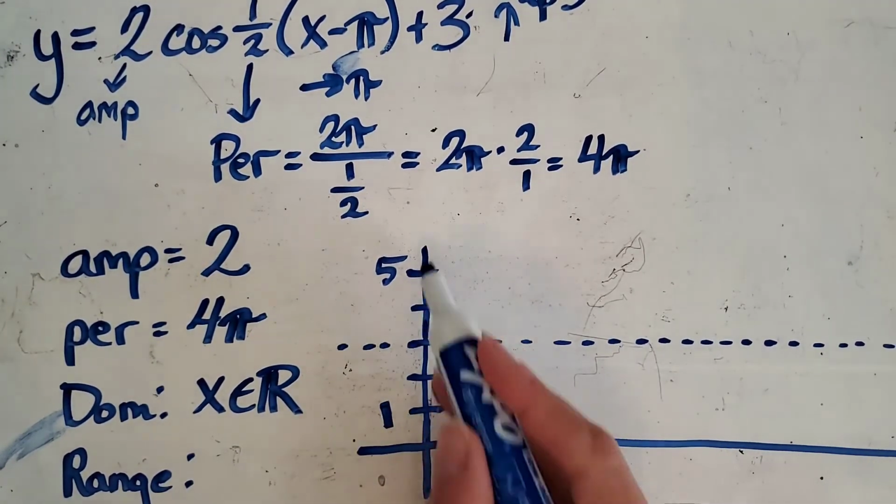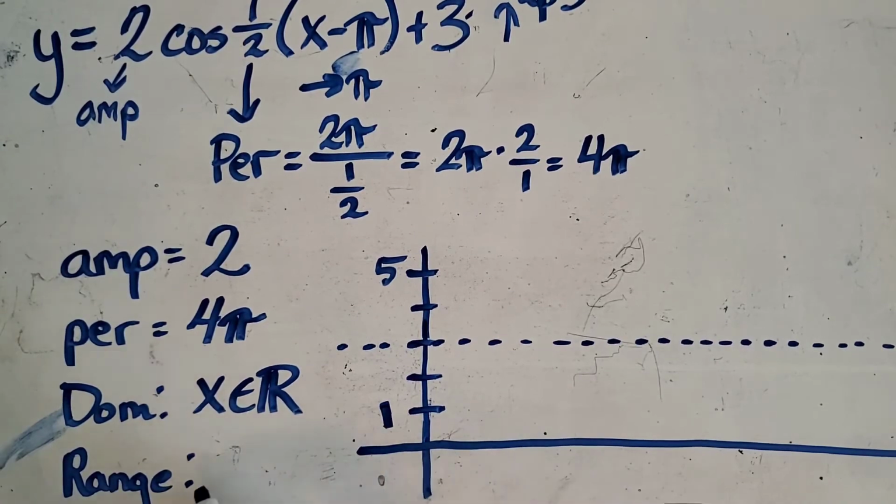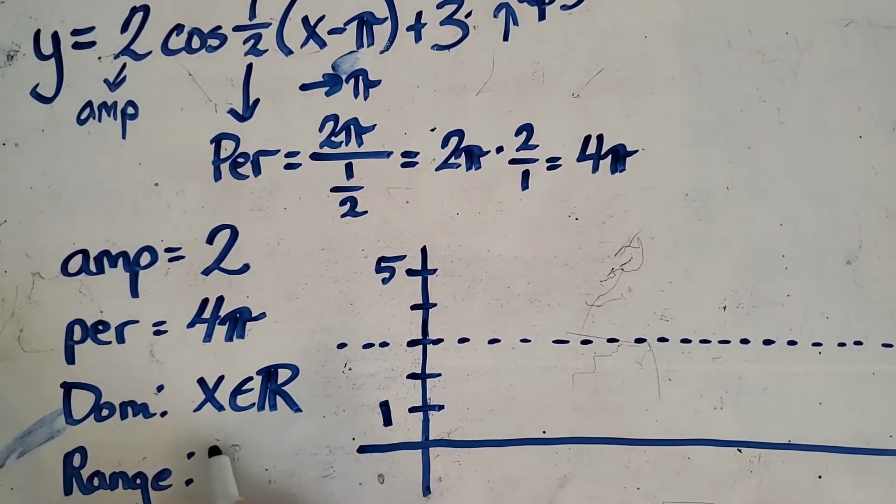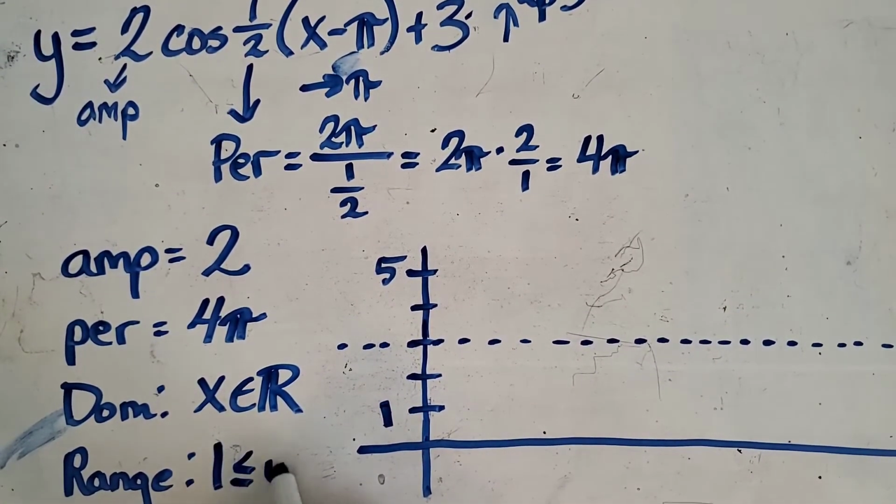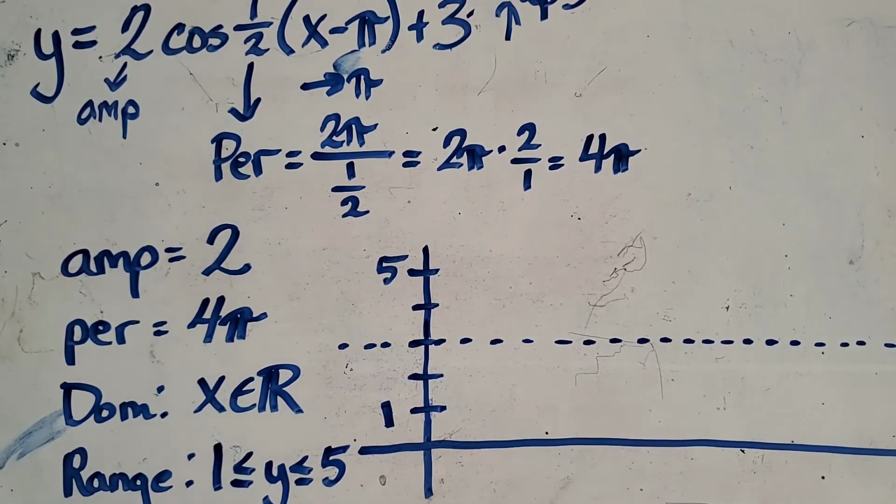Now that I've actually created my vertical axis, I can fill in my range. 1 is going to be the minimum, and 5 is going to be the maximum. So I'm going to go between 1 and 5 with the less than or equal to. We say that's inclusive. All right.